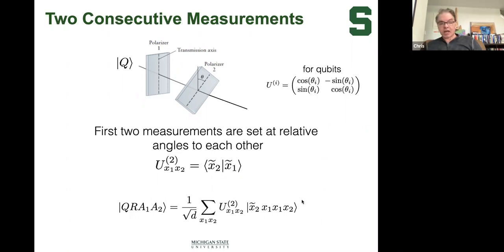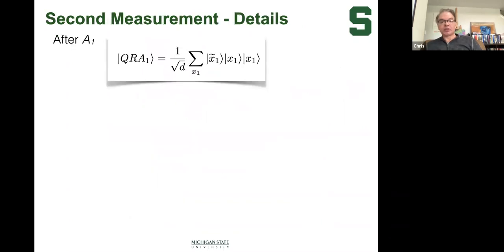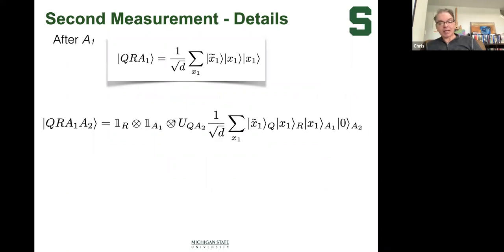It's written here. I actually have the derivation of how that is done. Let's go through that. I'm going to use green for the second measurement. So here is the state after the first measurement, if you remember. Now I'm applying my second measurement on it, and it acts on the quantum state and the second ancilla only, and nothing acts on the reference, nothing acts on the first measurement device. The first measurement device won't be touched anymore. So let's act on that.